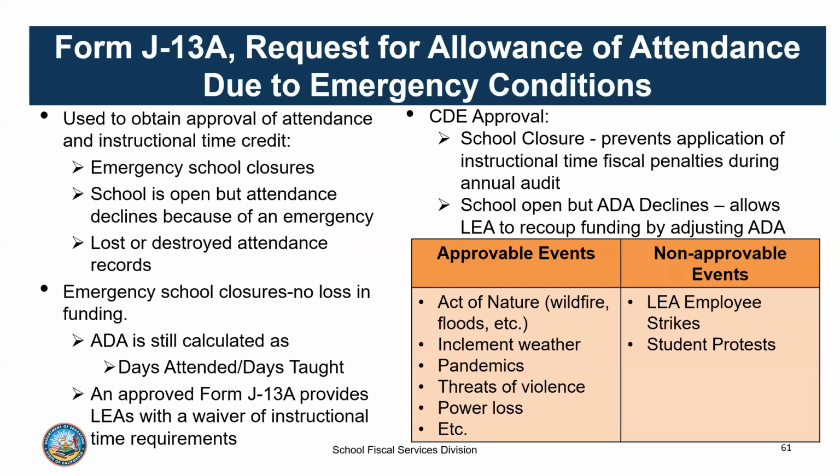In the case of emergencies, statute provides authority for a process for the state superintendent of public instruction to approve a waiver of the instructional time requirements in the event of a school closure and waiver for material decreases in average daily attendance. The stated purpose of this process is to ensure that LEAs receive the same apportionment as they would have received had the unforeseen event not occurred. This process is known as the Form J13A process.